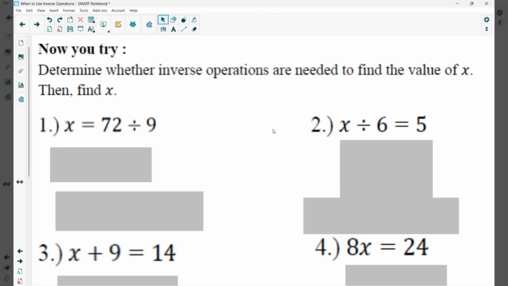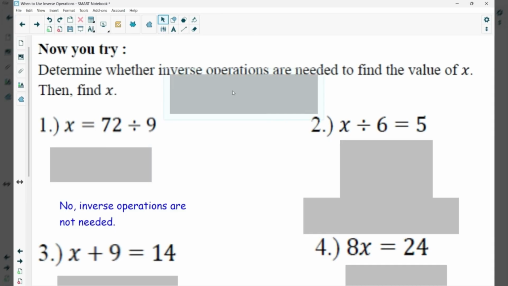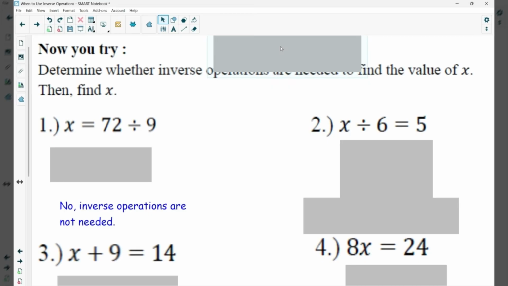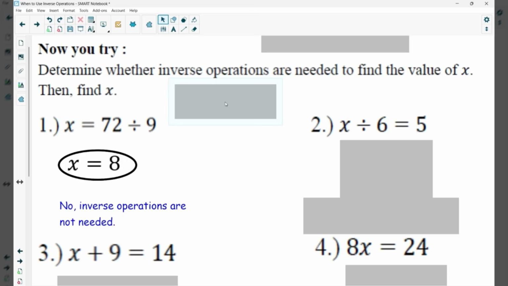Do you think we need to use inverse operations? In this problem, we do not need to use inverse operations. And the reason for that is that x is already by itself. So all we have to do is 72 divided by 9, and I know that 72 divided by 9 is 8. My solution is x equals 8. You'll notice that I circle my solutions. I think that's really important for you to check your solutions, and for me, as the teacher, when I'm checking your solutions as well.